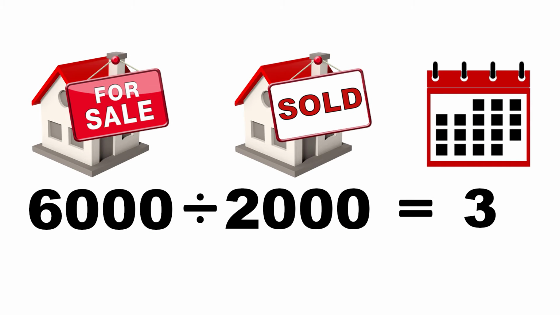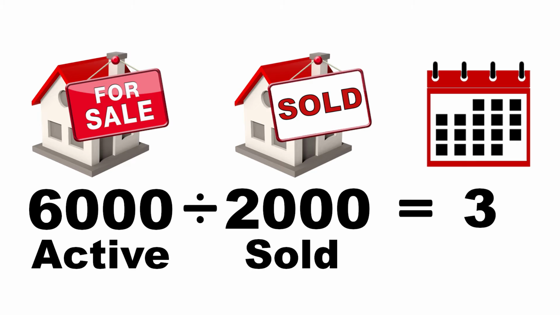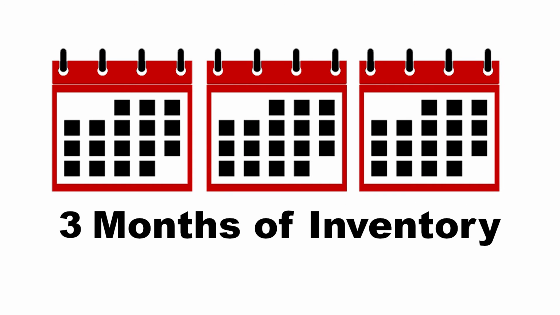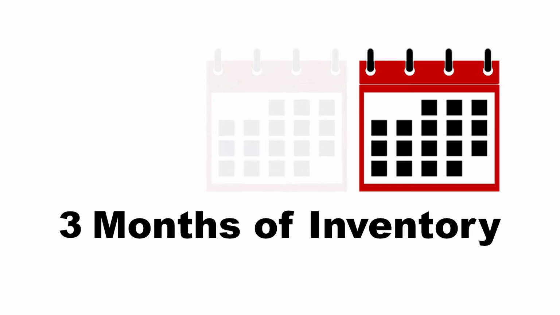What I mean by that is the number of properties that are currently on the market. Say it's 6,000. On average, 2,000 homes are selling per month. You divide 6,000 by 2,000, the number of actives divided by the number of solds. That gives you 3 months of inventory. And what that means is that if no other properties would go on the market, it would take 3 months for all of those properties to sell if you continued at that pace.